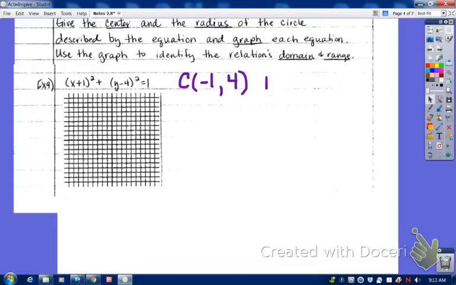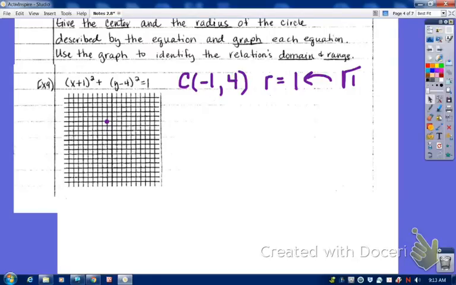And then the radius is going to be the square root of 1, and the square root of 1 is 1. So this one's going to be a tiny little circle. The center's not going to be at 0, 0. It's going to be at -1, 4. So the centers of the circles are not always at the origin. I'm going to make my point a little bit smaller here. -1, 4. My center's going to be there. To the left 1 and up 4.